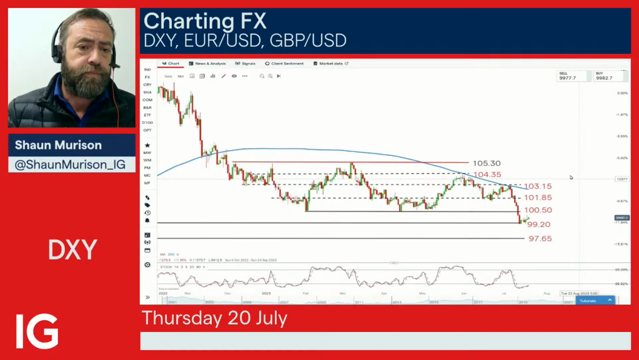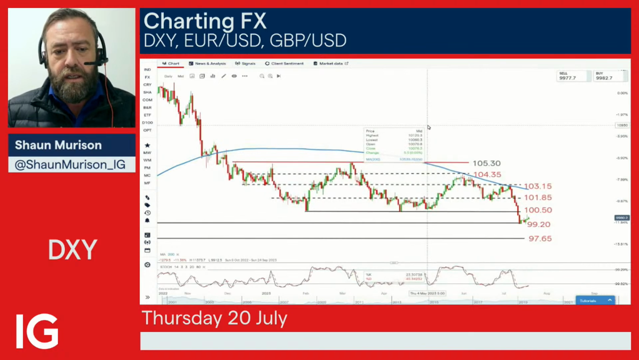Today's economic calendar, we do obviously have US earnings season, which is ongoing. And then we do have some data in the form of weekly unemployment claims, the Philly Fed manufacturing index data, as well as existing home sales. Right, let's look at some charts, starting off with the US dollar.